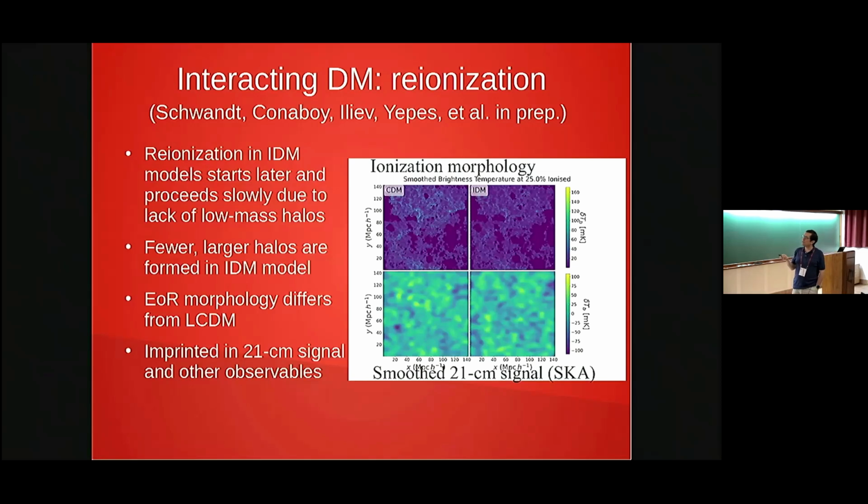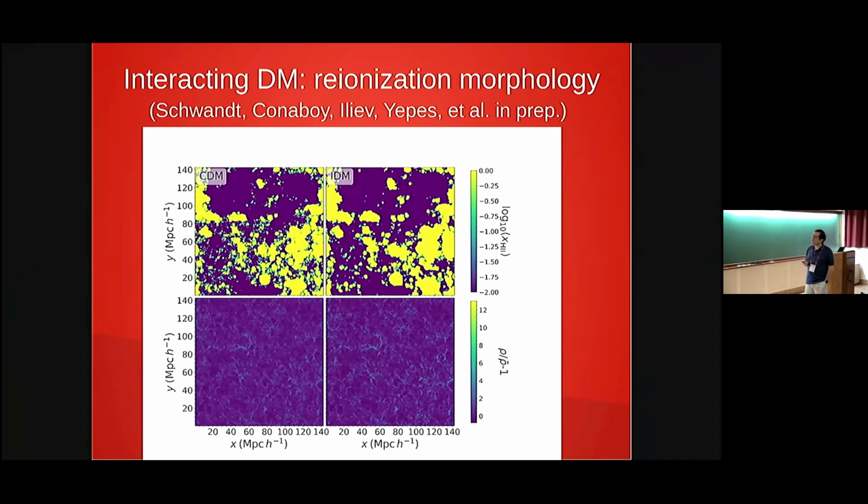So there are fewer and larger halos. So you get larger H2 regions and you form them later. And this changes the map as well, which imprints on the 21 centimeter. If you look in a little bit more detail, you see that there is a lot more small scale structure in the CDM than the IDM. They have exactly the same initial conditions, so it's not an accident that the large scale structure is the same. The initial seeds are the same, it's just the power spectrum that's different.